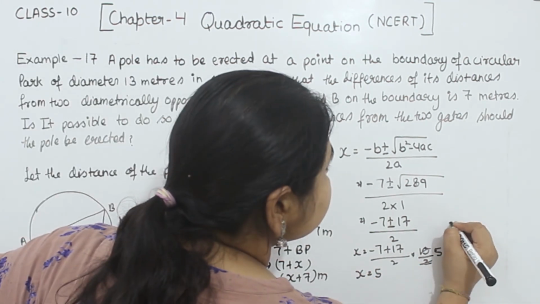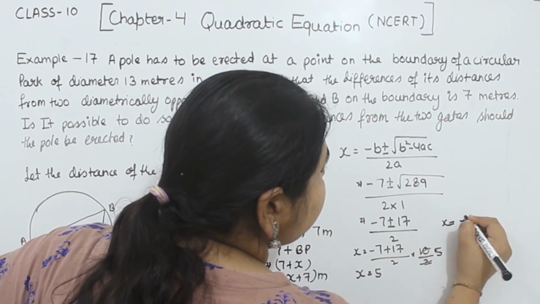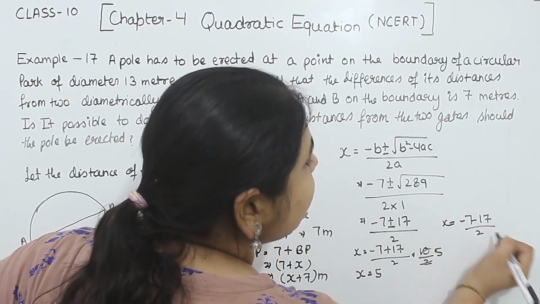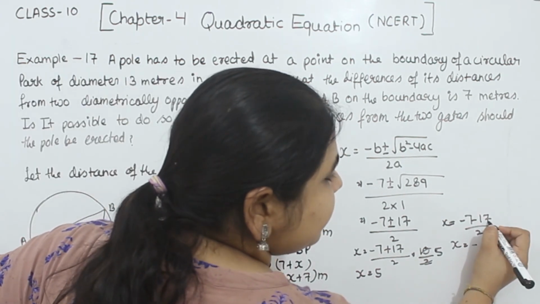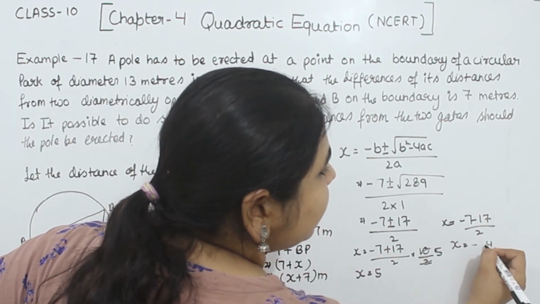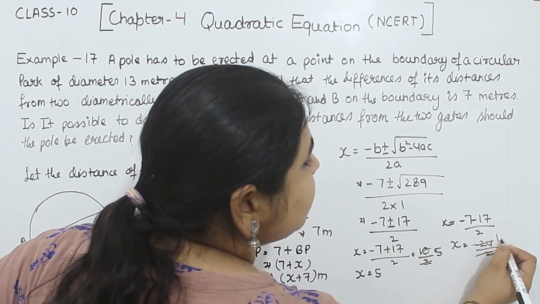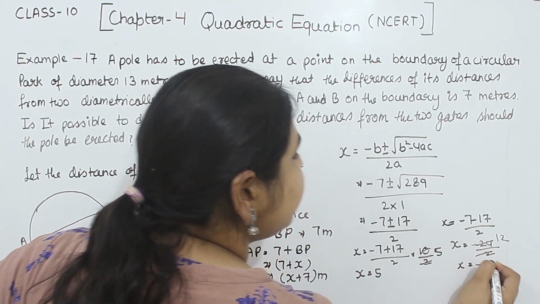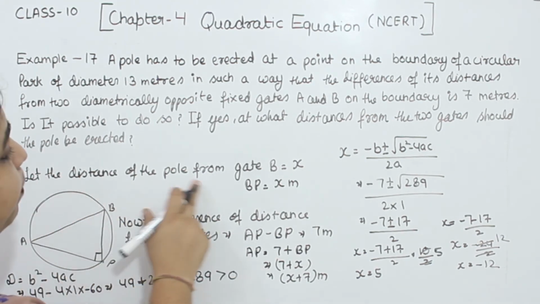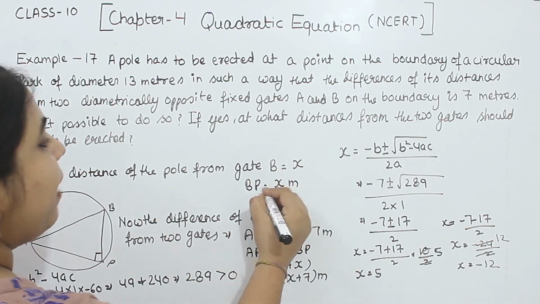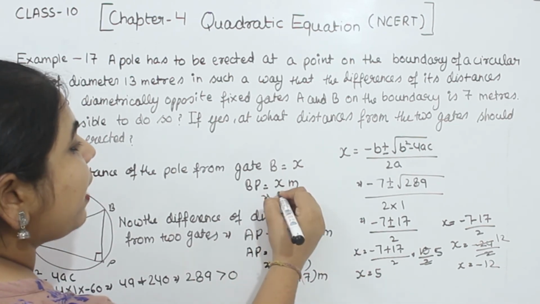Now the second one: x equals minus 7 minus 17 by 2. Minus and minus, the sign remains minus. 7 plus 17 is 24, divided by 2, so the value of x is minus 12. Now the distance cannot be negative, so we consider the value of x as 5. So the distance of the pole from gate B is 5 meters.